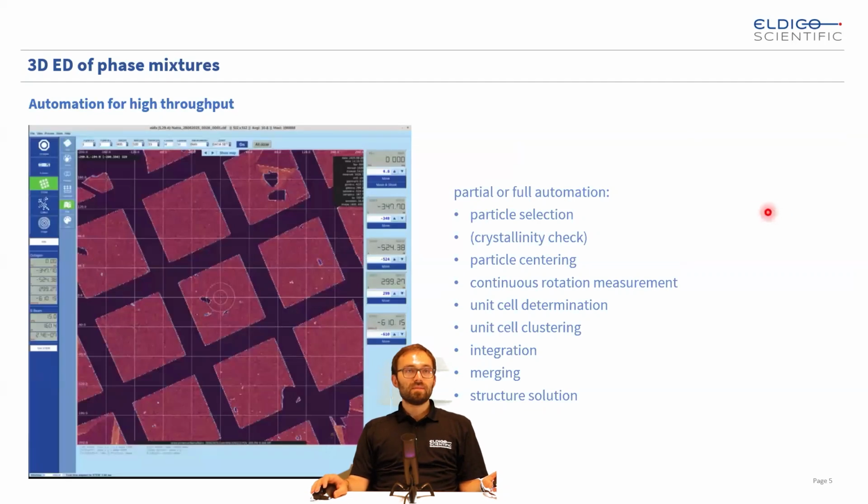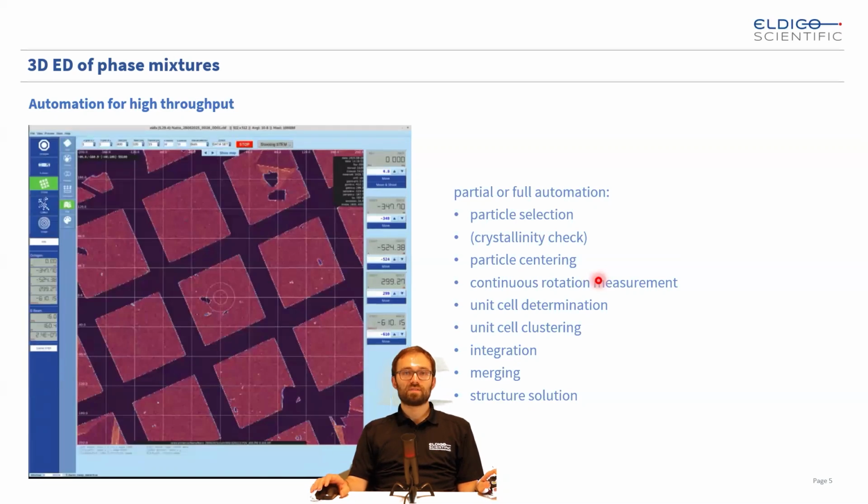So here we can see a video of automation because this is highly desirable if you want to measure a lot of crystals, and this is exactly what you have to do if you want to analyze a phase mixture and still get enough data even from the minor species. So here we can see the procedure start.